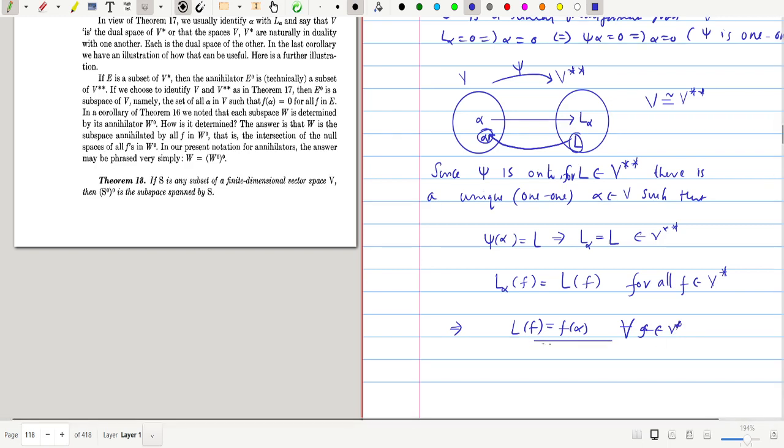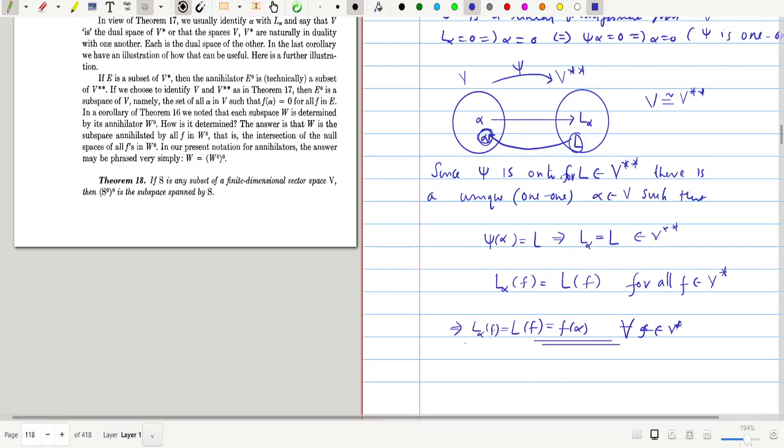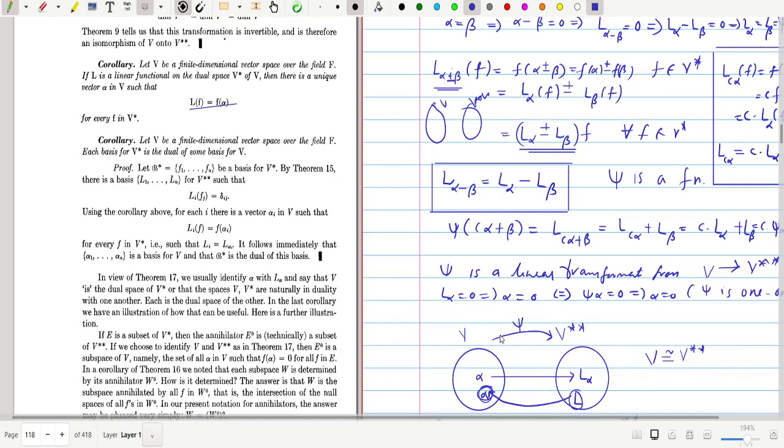So this is the first corollary. Corresponding to each L belonging to V double star, there exists an element alpha in V such that L alpha of f is equal to f of alpha for all f belonging to V star. In fact, this L is the same as L alpha, so this is a trivial identification. Now we can discuss the next corollary.